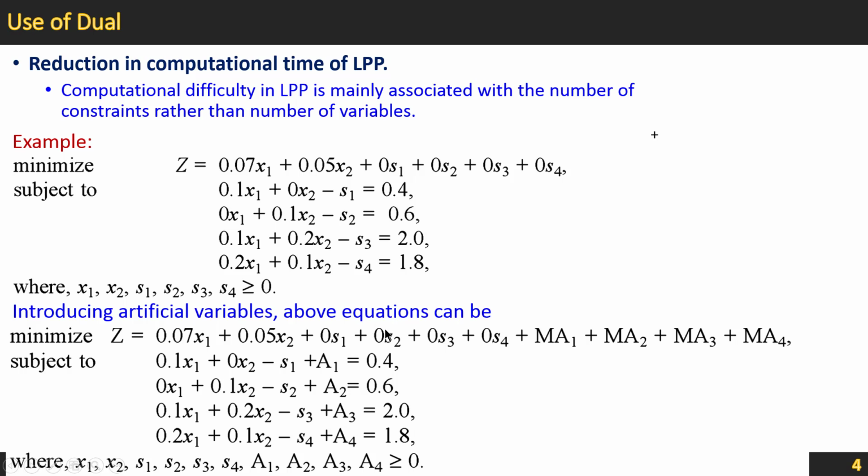Now you may be asking why we are doing this kind of job, converting from one form to another form. What is the use? So actually there are several uses of the dual. The first use, a very important use, is reduction in computational time of the linear programming problem. In many cases it is going to reduce the computational time in case of LPP.